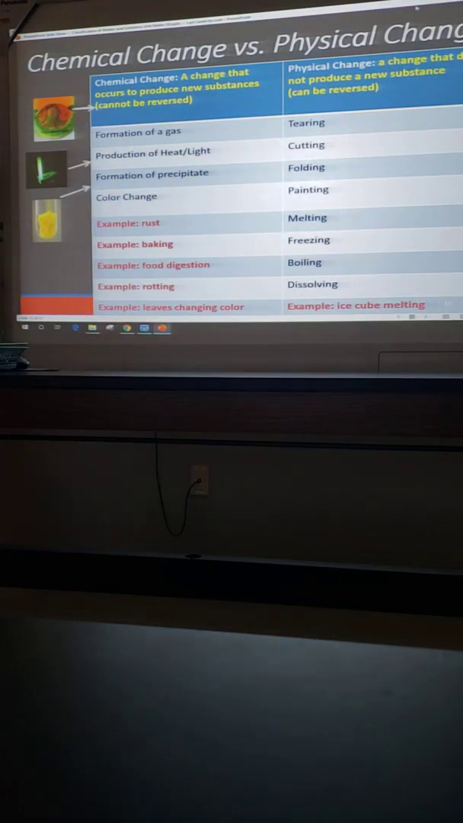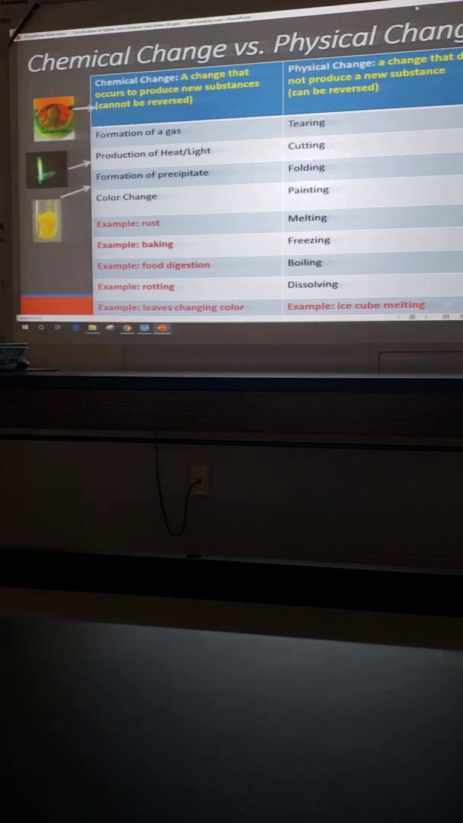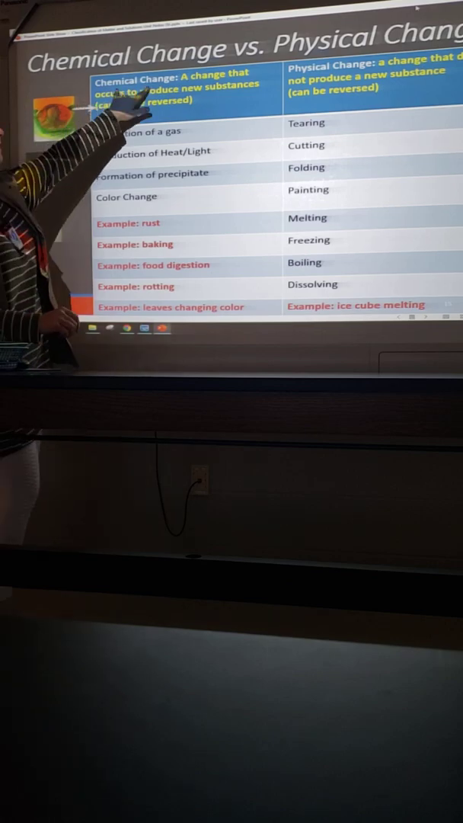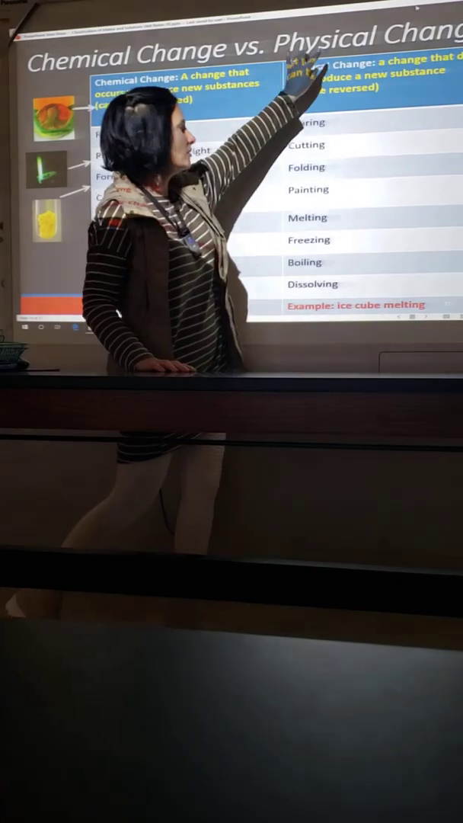Okay, this is a really good little slide. You're going to fill in, there's a little white box here and here. So you're going to put chemical change, physical change.